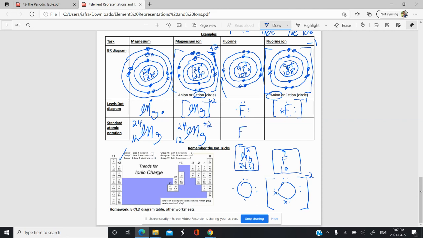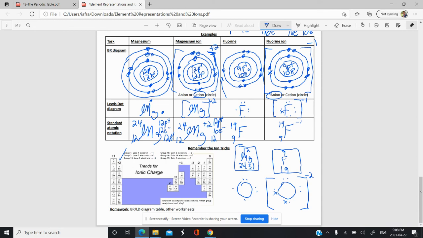Same idea. Fluorine has mass of 19, atomic number 9. For the ion, it's going to be the same idea. But you have to put the charge of -1 here. So essentially what this tells you is you have 12 protons here, 12 electrons, 12 neutrons. Over here you have 12 protons still. But since you're +2, it means you lost some electrons. You lost 2 electrons, so now you have 10 electrons left.